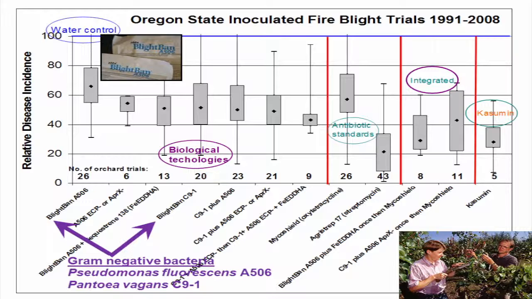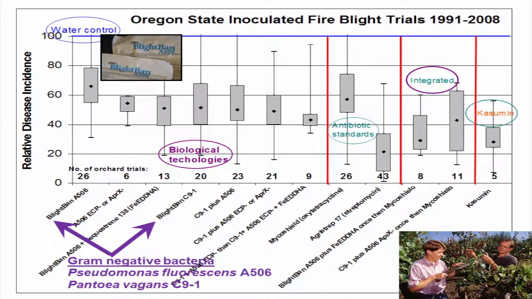And one of these is now called BlightBan A506. It's a Pseudomonas fluorescens that came out of Steve Lindow's lab. And then BlightBan C9-1 was one that we got commercialized, but it was actually first selected in Michigan by Carol Ishimaru. If anybody knows who she is, she's at the University of Minnesota now. And that was another one that we selected. And these are just some comparisons.